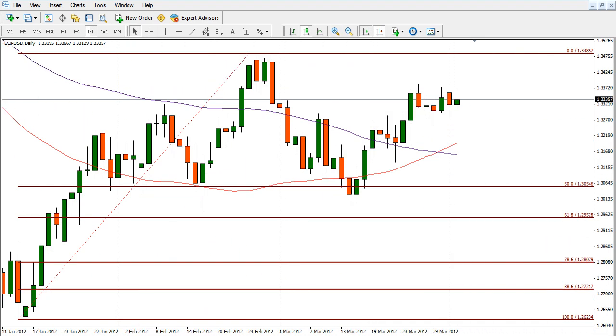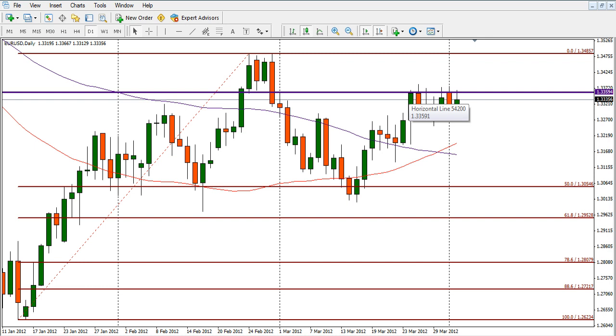If you want to zoom in a little bit more on the daily, it does look a bit toppy currently at around this level. We have a nice resistance level there around 1.3359, I'd say 1.3360. That's the level that it needs to get above in order for that high at 1.3485 to get taken out. And currently it's struggling, so it looks like we may get some sort of retrace.